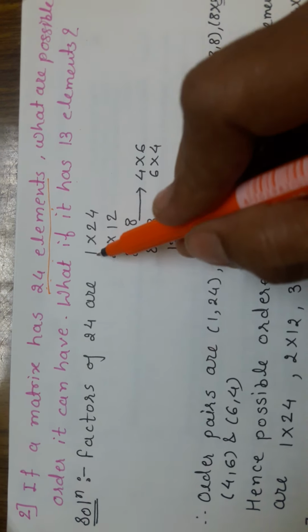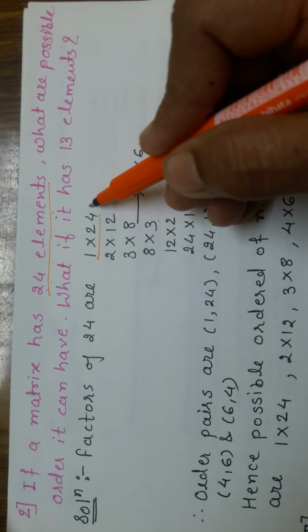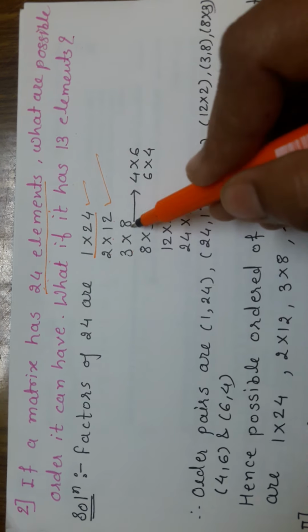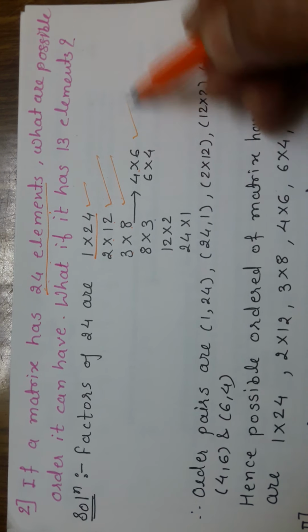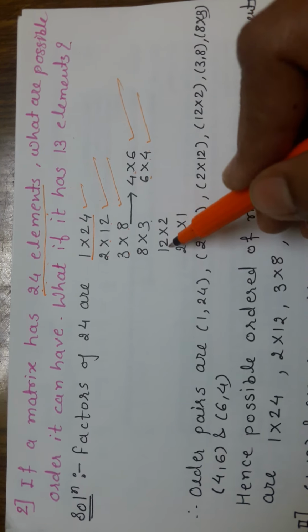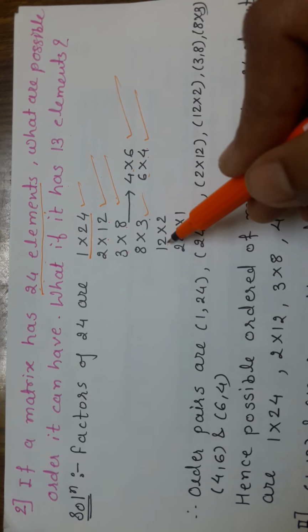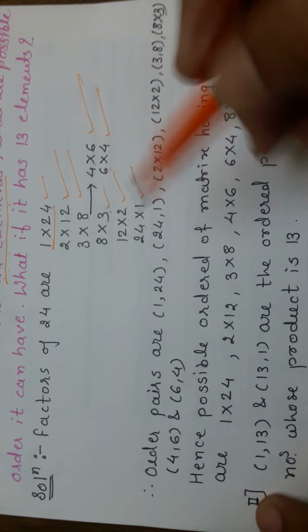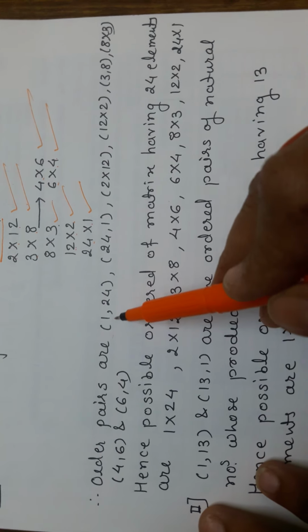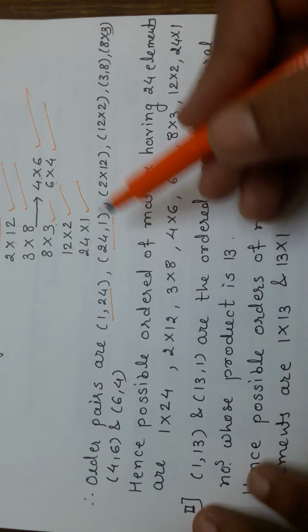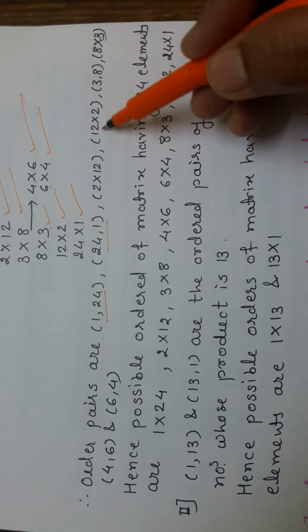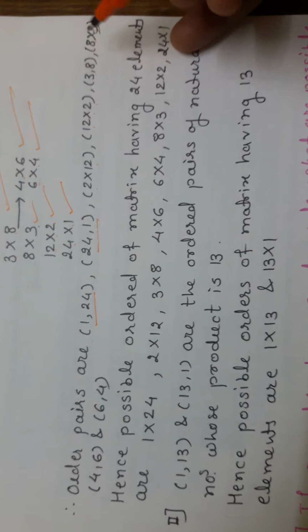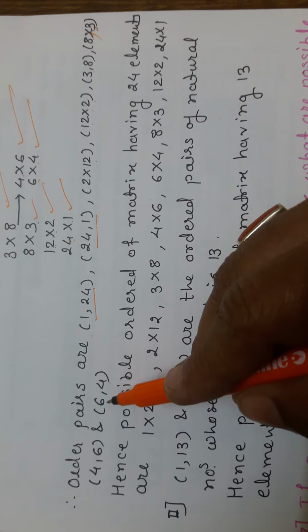Factors of 24 we will find. 1 into 24 means 24. Then 2 into 12 means 24. 3 into 8 means 24. 4 into 6 means 24. 6 into 4 means 24. 8 into 3 means 24. 12 into 2 means 24. 24 into 1 means 24. Ordered pairs are these: 1, 24, 24, 1, and interchange their places. 2, 12, 12, 2, 3, 8, 8, 3, 4, 6, 6, 4.